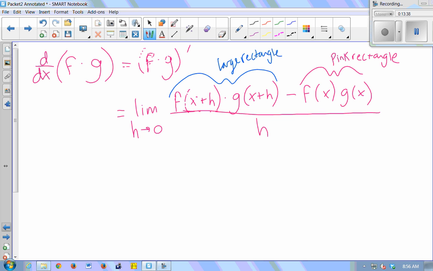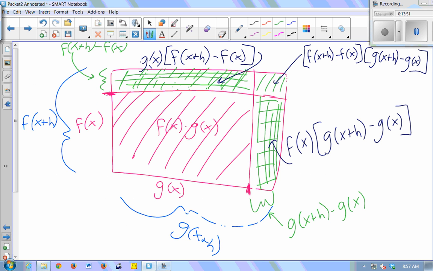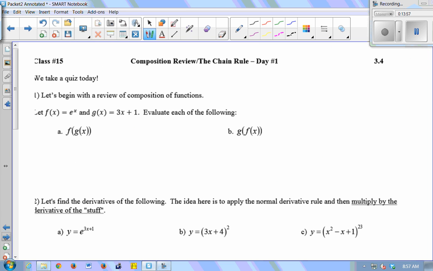All right, so that means that I now have the limit as h goes to 0, all over h. And now the areas of those rectangles: I've got g of x times f of x plus h minus f of x.